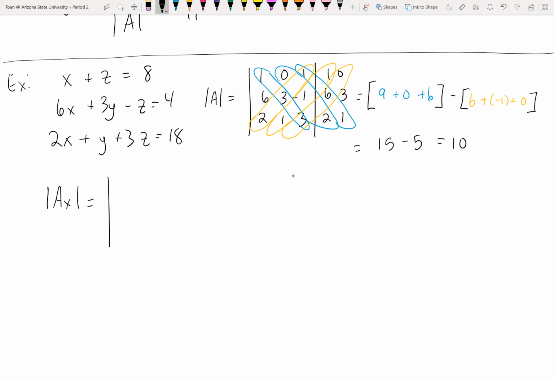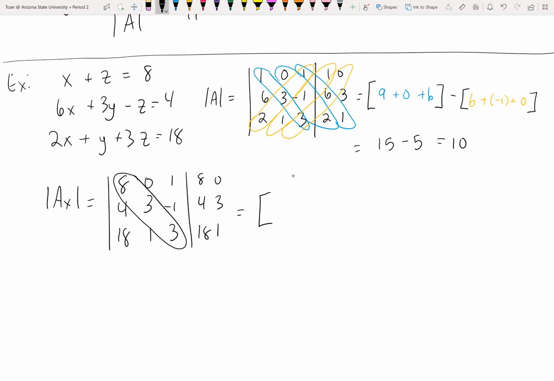So a sub x is just taking the x column and replacing it with the constants here. So the x column will be 8, 4, 18, and then everything else stays the same. 0, 3, 1, 1, negative 1, 3, and then just repeat the process. So I hope I can do this without color coding it, because switching the colors, oh, I forgot to copy the columns. So again, I hope I can do this without color coding.